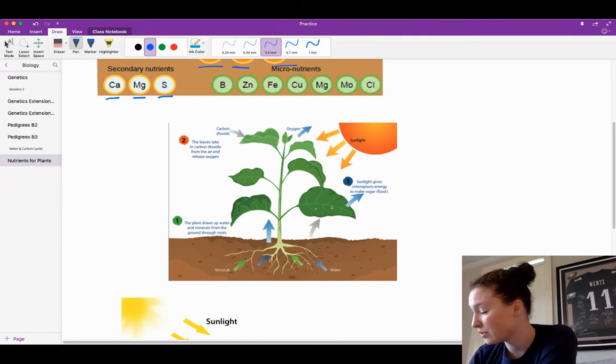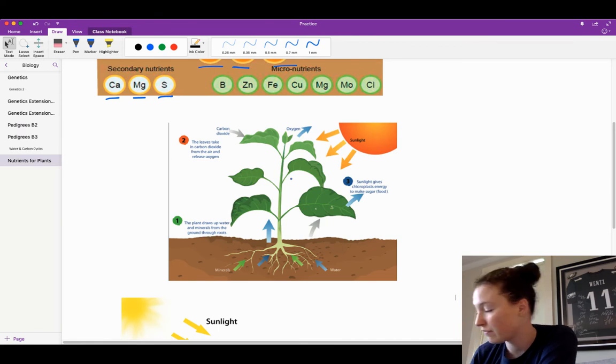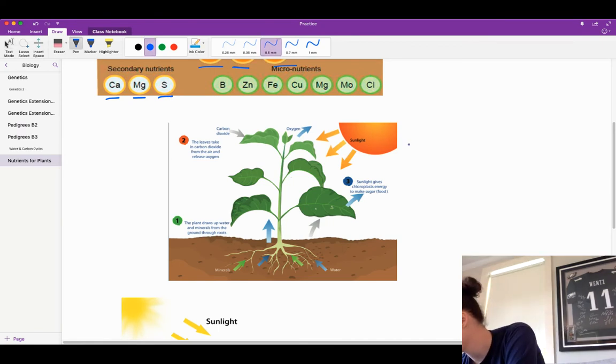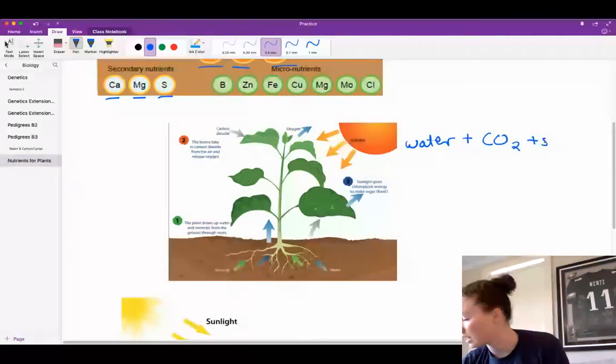Again, we have roots, we have stems, we have leaves. And we've sort of danced around the idea of photosynthesis, and maybe you even know a little bit about photosynthesis. But I'm going to give you the general equation for photosynthesis. And that is that you take water plus carbon dioxide, which I'm going to put in its chemical equation, CO2, plus sunlight.